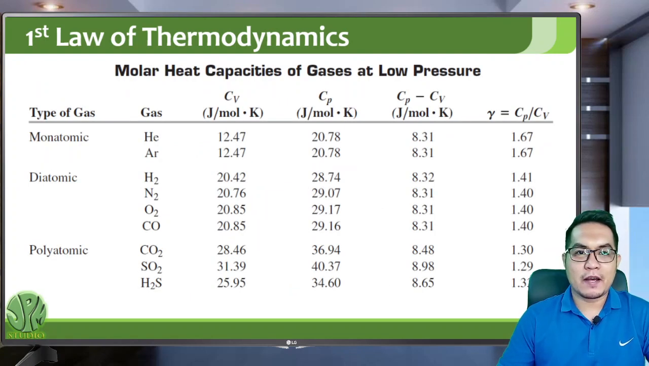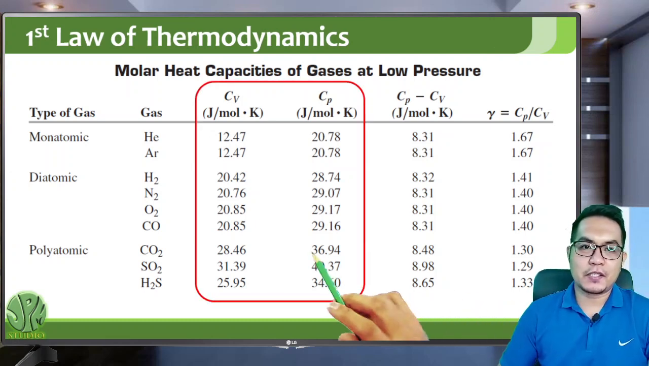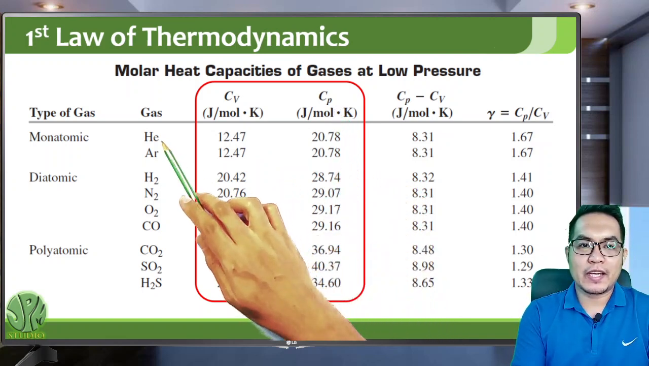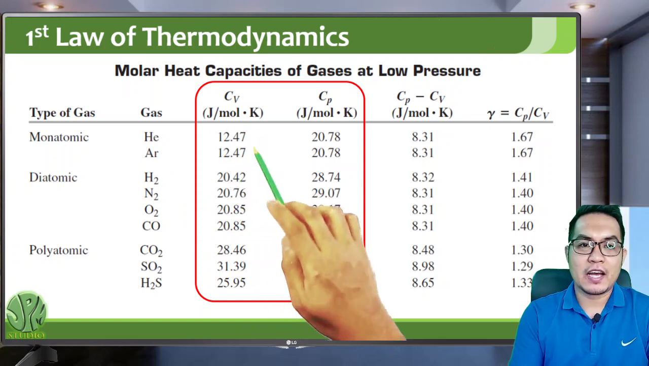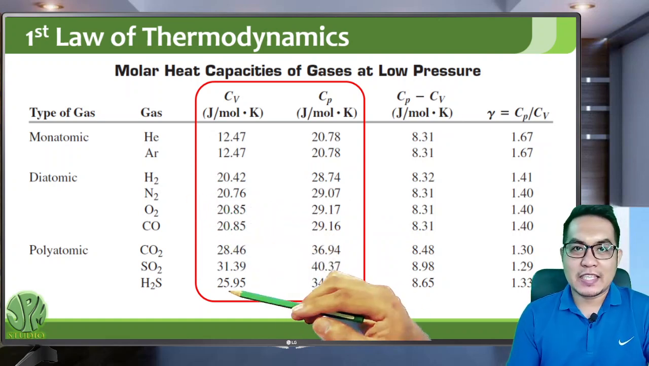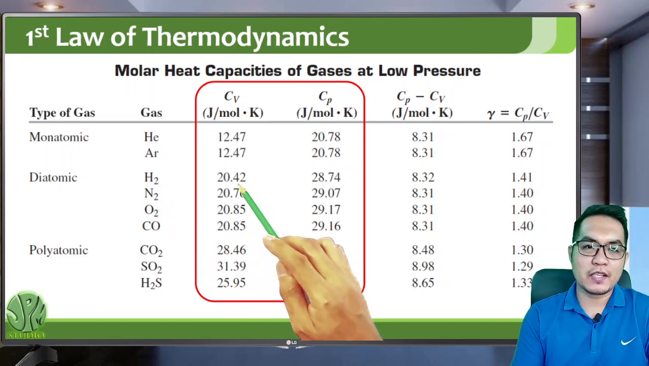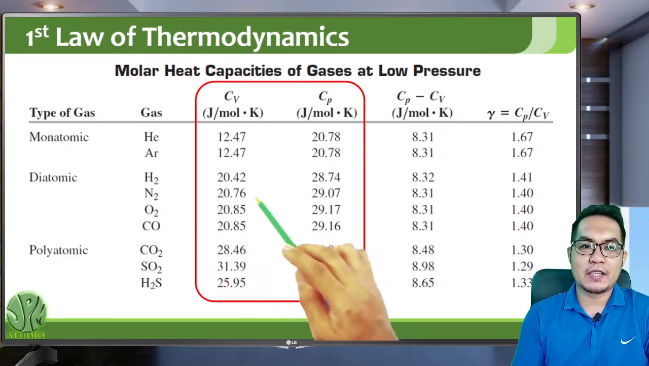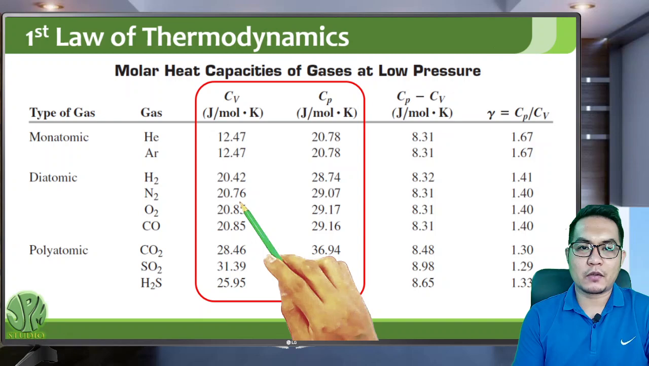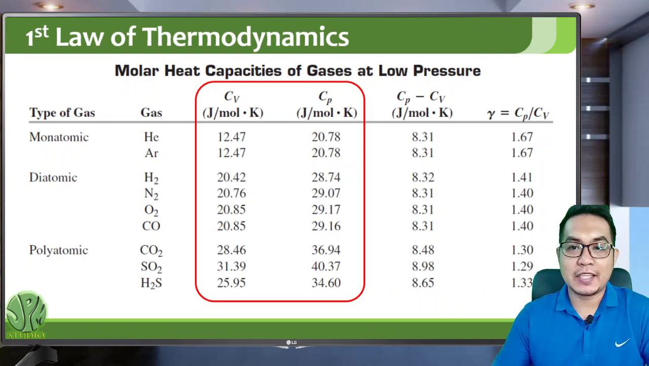So these are the different values for molar heat capacities of gases at low pressure. Let's just consider the molar heat capacity at constant volume and at constant pressure. You will notice that for monatomic gases, such as helium and argon, they basically have the same molar heat capacities, because these types of gases can be treated as ideal gases. Similarly, for nitrogen, oxygen, and carbon monoxide, they essentially have the same Cv and Cp, about 20.8 and 29.1. So hence, these can be treated as ideal gases.